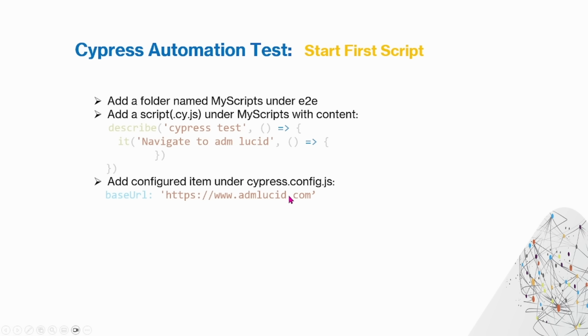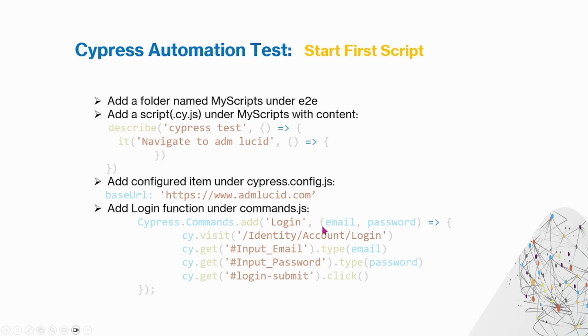Then we're also going to configure our project by setting the base URL to the URL that we'll be visiting. And within the commands.js, we're also going to be adding some login functions that we can use. You see here, these login functions will allow you to log in and authenticate within a page.